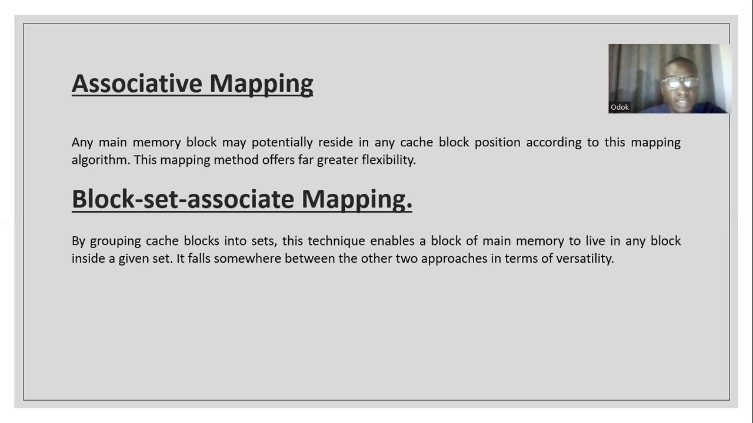Let's talk about the third one, called block set associative mapping. Others call it set associative mapping. It is a combination of the advantages of both direct and associative mapping. Here the cache consists of a number of sets, each of which consists of a number of blocks. And this is referred to as the L-way set associative mapping.